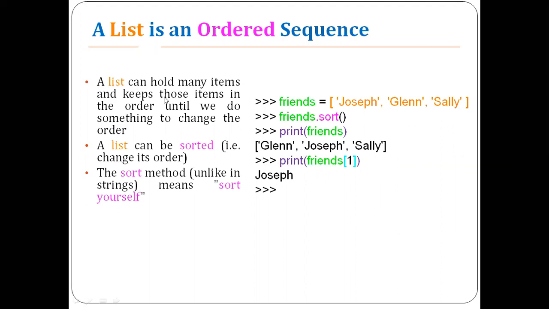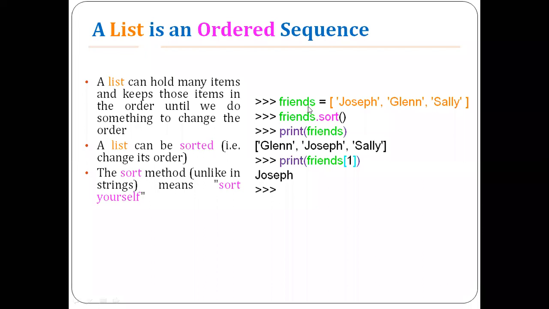A list can hold many items and keeps those items in order until you do something to change the order. Unless you make any modification in the ordering, these elements will be there in the list as they are. A list can be sorted, that is, you can change the order. It is the sort method, which is basically used to sort the strings. It is going to sort the elements in ascending order, right? So this sort method means sort yourself, it's going to sort the list.